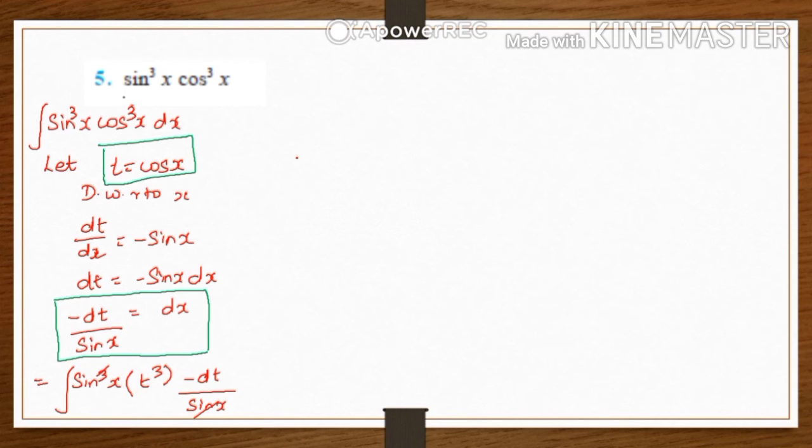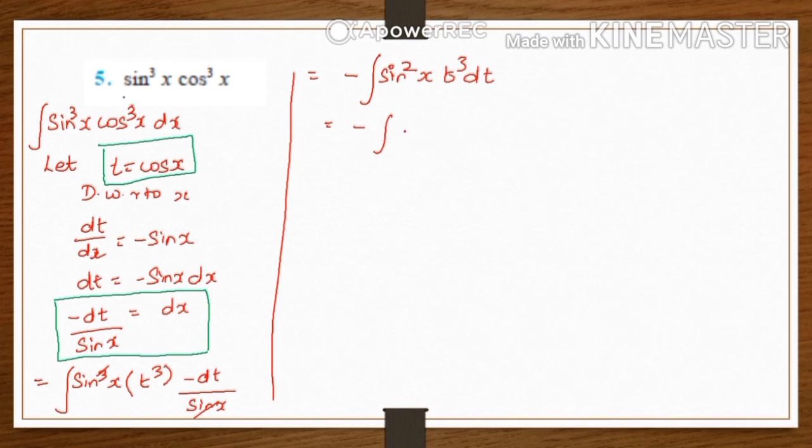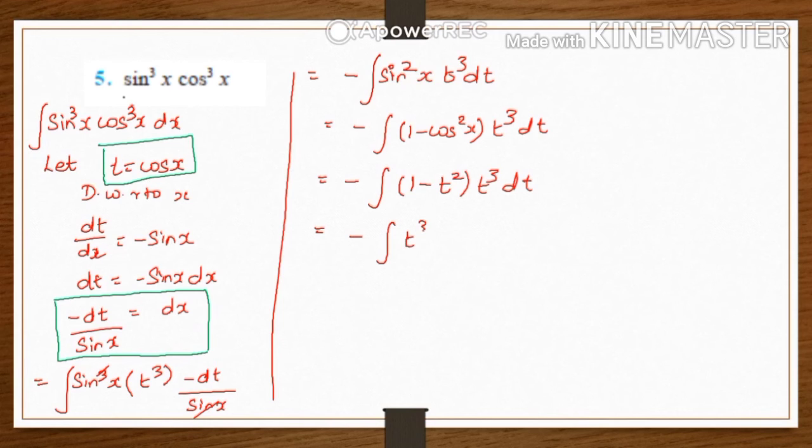Sin x gets cancelled, and we are left with minus integral sin square x into t cube dt. Now we can write sin square x as 1 minus cos square x into t cube dt. So this is equal to minus, multiplying 1 minus cos square x, where cos square x is nothing but t square, into t cube dt. So let us multiply now.